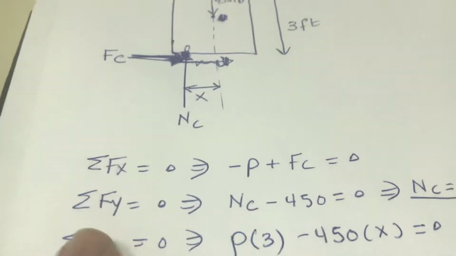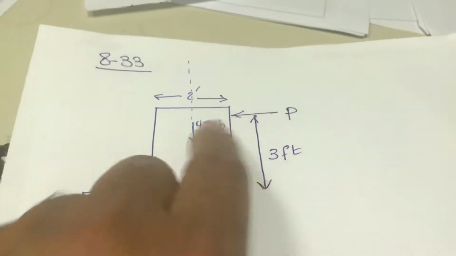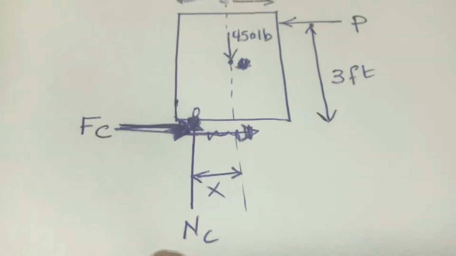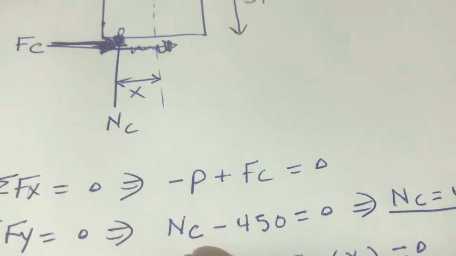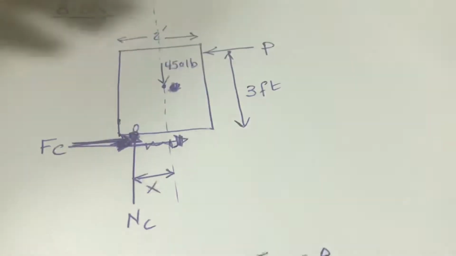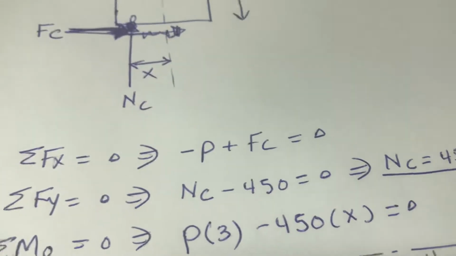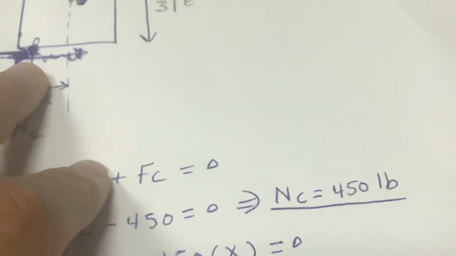Okay, so let's do summation of forces in the Y. You can see that here there is no Y, here there is a Y down there, 450 negative, and you have a normal force positive. So summation of forces in the Y equal to 0: Nc minus 450. The 450 is going down because this is the weight of the crate. So Nc minus 450 equal to 0, Nc is equal to 450 pounds. So we know that the normal force here is equal to 450 pounds.